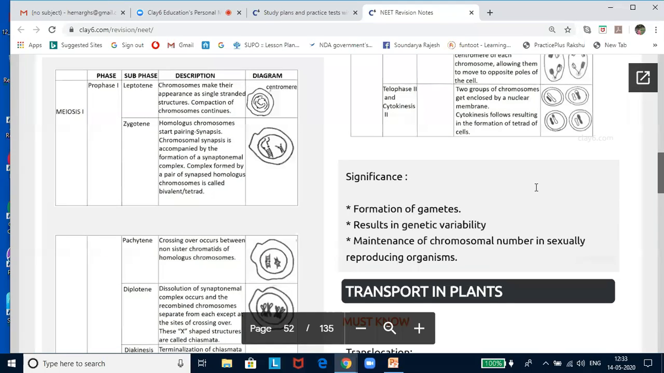Now, what is the significance? It means formation of gametes. So this is seen in gametes, as I have explained to you. Also, as I told you during crossing over, there is recombination of the genes, reshuffling of the genes takes place, as a result of which it results in genetic variability. And this is very important because variations form the raw materials for evolution. And the third important thing is that it maintains the chromosome number in sexually reproducing organisms.